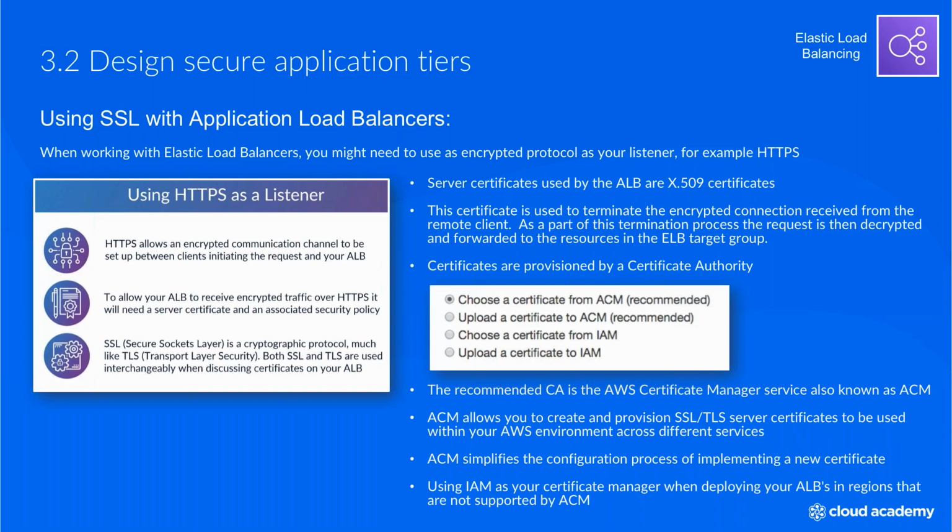The last 2 options allow you to use a third-party certificate by using IAM as your certificate manager. And this option is generally used if ACM is not supported in the regions where you are deploying your ALBs. So that's the only reason you'd probably use the IAM option over ACM. So if you're unfamiliar with deploying application load balancers, then again, get some hands-on experience and just play around with different listeners, and especially those that require a server certificate.